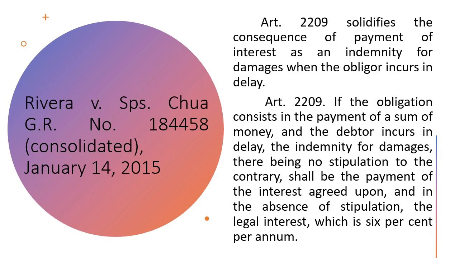Article 2209 solidifies the consequences of payment of interest as an indemnity for damages when the obligor incurs in delay. Article 2209. If the obligation consists in the payment of a sum of money and the debtor incurs in delay, the indemnity for damages, there being no stipulation to the contrary, shall be the payment of the interest agreed upon, and in the absence of stipulation, the legal interest, which is 6% per annum.